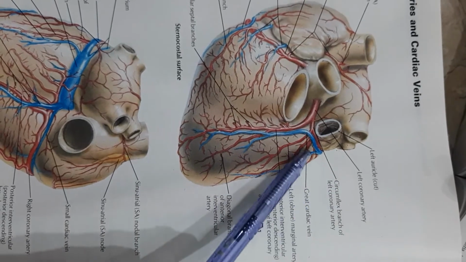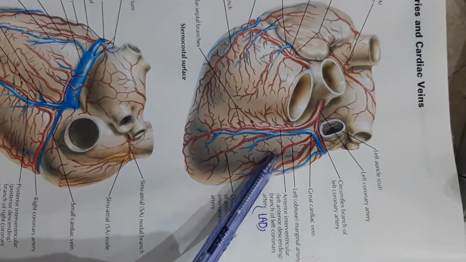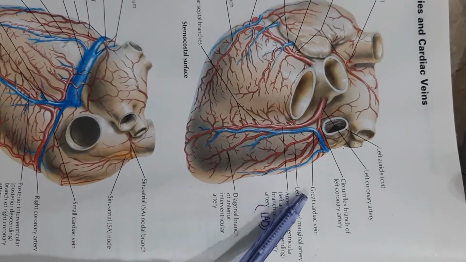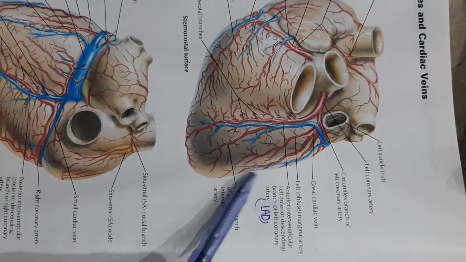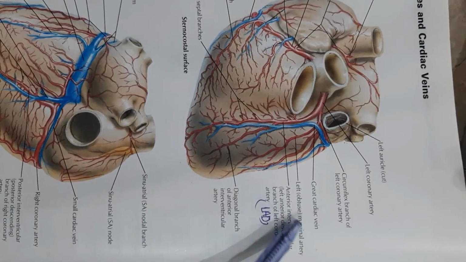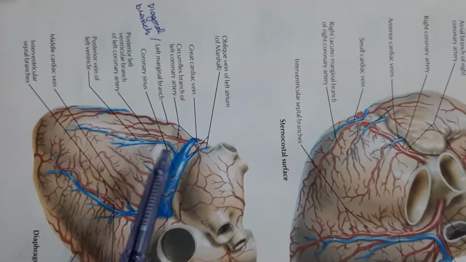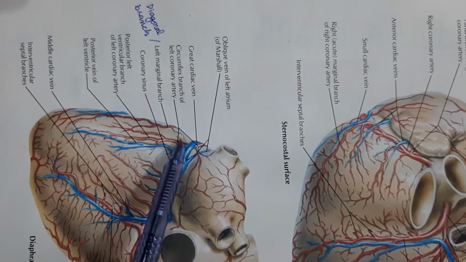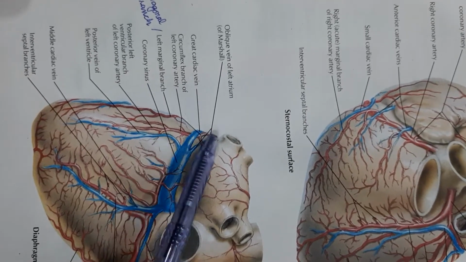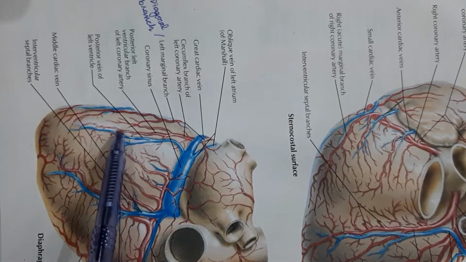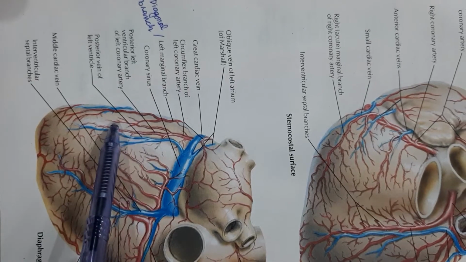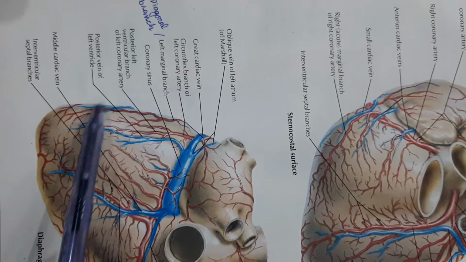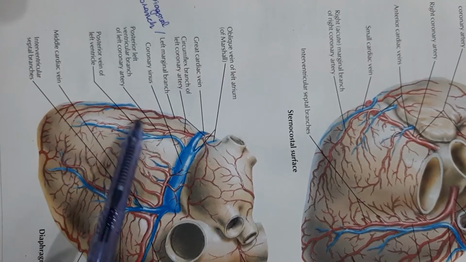The circumflex branch of the left coronary artery further gives branches. One of them is the left obtuse marginal artery. Posteriorly, the left coronary artery continues as the circumflex branch of the left coronary artery, and it further gives rise to the posterior left ventricular branch of the left coronary artery.